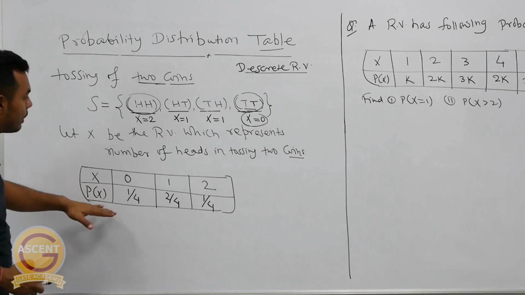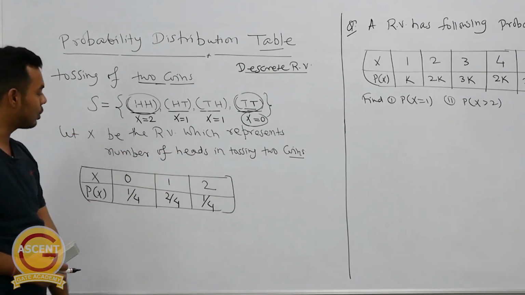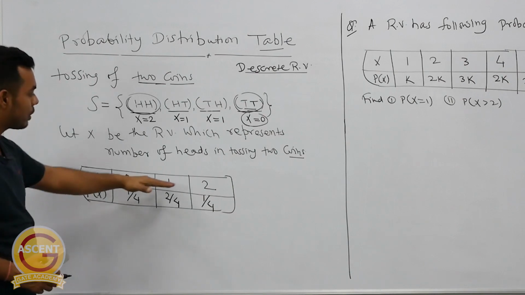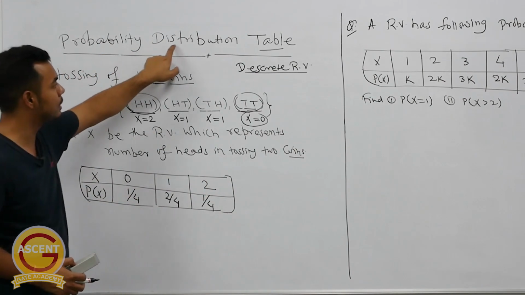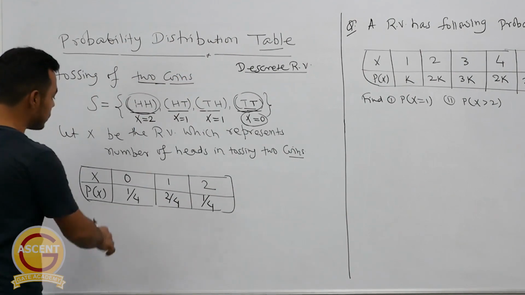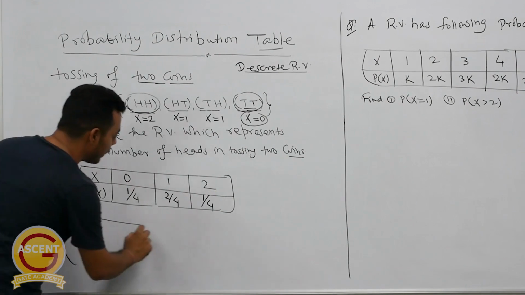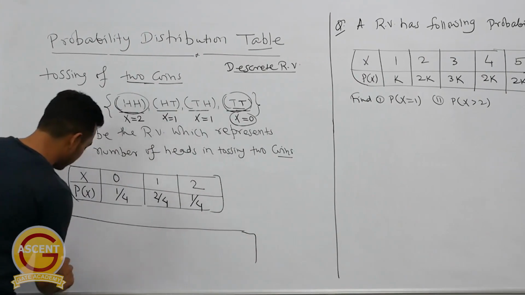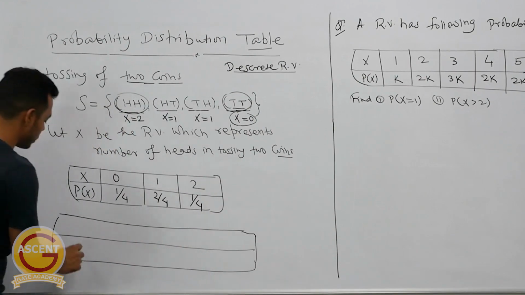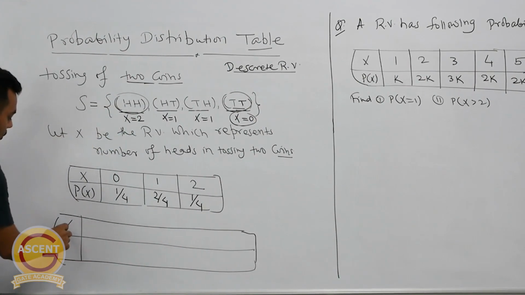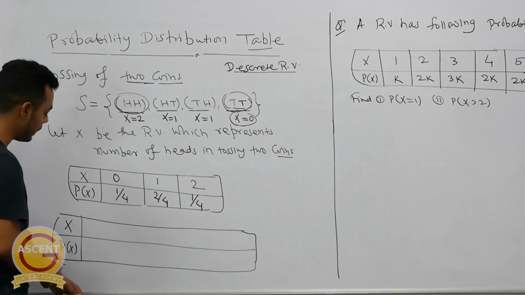Now this is nothing but the probability distribution table of X, which represents the number of heads in tossing 2 coins. We write values of X and their corresponding probability, and this table is called the probability distribution table. Now this was one special case. The general form of the probability distribution table will be that we have the different values of X in the first row, and the corresponding probability in the second row.